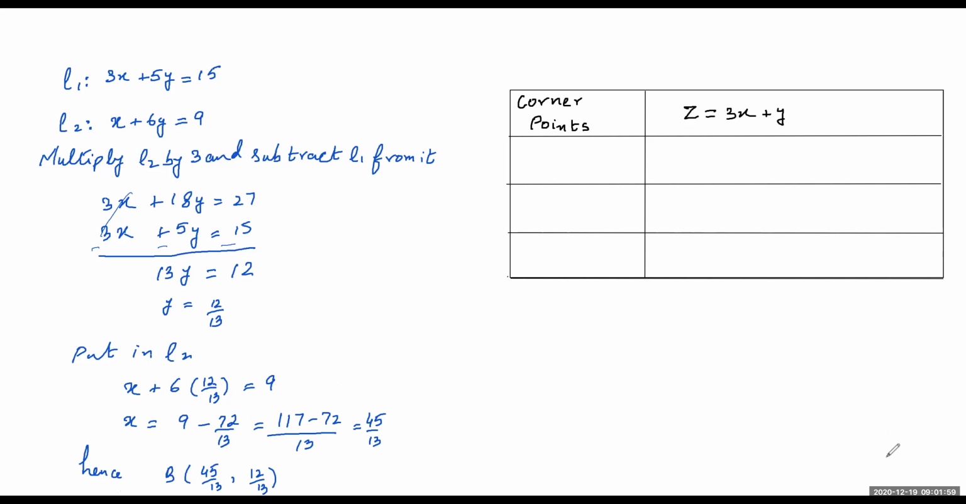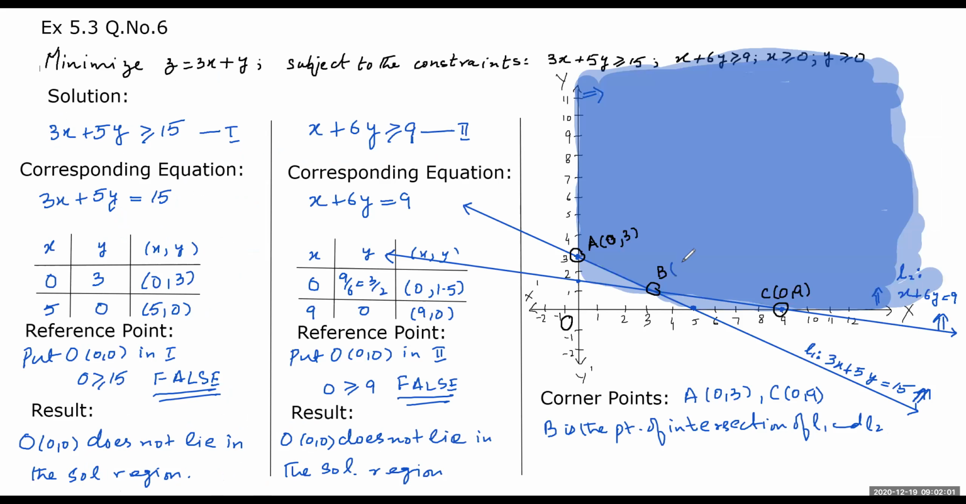Let's write it on our graph paper. The corner point B is 45 by 13 and 12 by 13. This is our corner point B. Now let's get to the question, which was to minimize this given function with respect to the constraints. So we are going to put all these corner points one by one in this function and see which corner point gives us the minimum value.